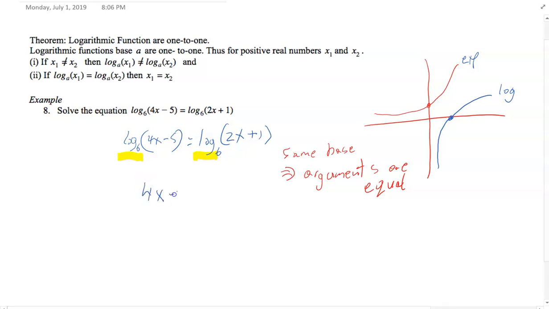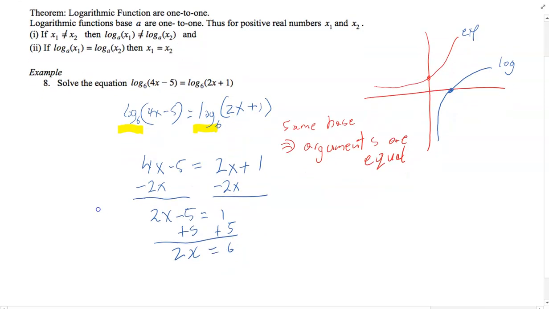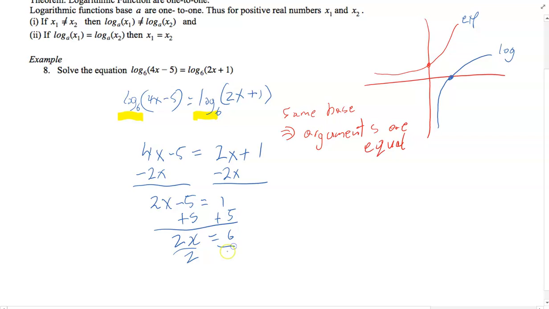We have 4x minus 5 is equal to 2x plus 1. Let's do some algebra. Subtract 2x from both sides, and we're left with 2x minus 5 equals 1. Then add 5 to both sides. We're left with 2x equals 6. And divide both sides by 2. And we get finally an answer for x. x equals 3. Okay, so that is how you would solve a problem like this.